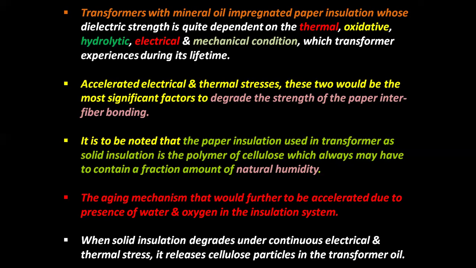It is to be noted that the paper insulation used in transformers as solid insulation is the polymer of cellulose, which always contains a fractional amount of natural humidity. The aging mechanism is further accelerated due to the presence of water and oxygen in the insulation system. When solid insulation degrades under continuous electrical and thermal stress, it releases cellulose particles in the transformer oil.